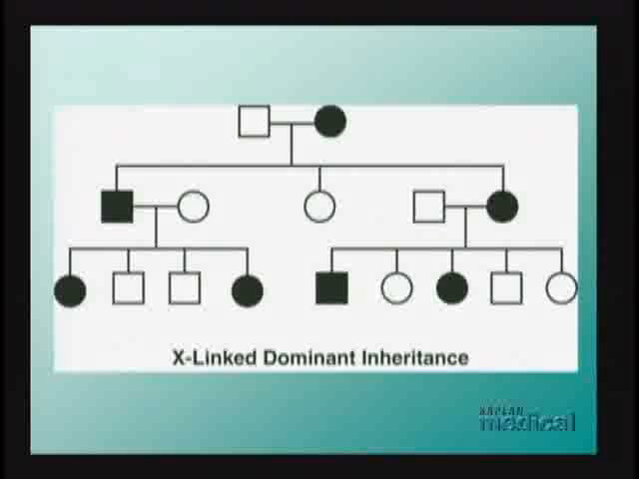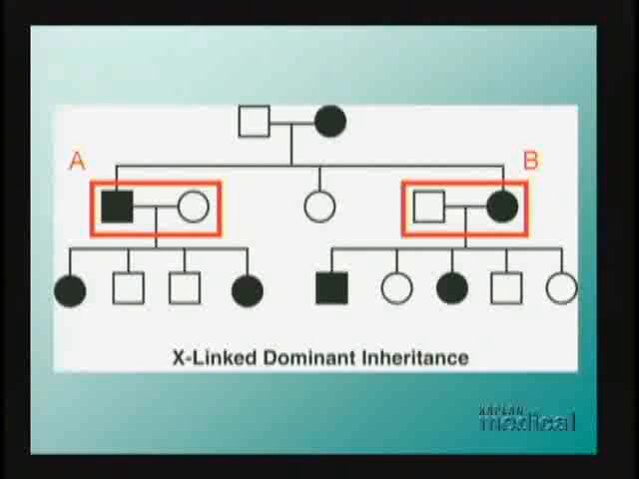The next pattern on your screen is the typical pattern for an X-linked dominant disease. If you look through this pedigree, you will see affected individuals in every generation, suggesting a dominant disease. You will not be able to find any male-to-male inheritance, identifying this as an X-linked disease. There are not very many X-linked dominant diseases. Fragile X syndrome is one well-known example.